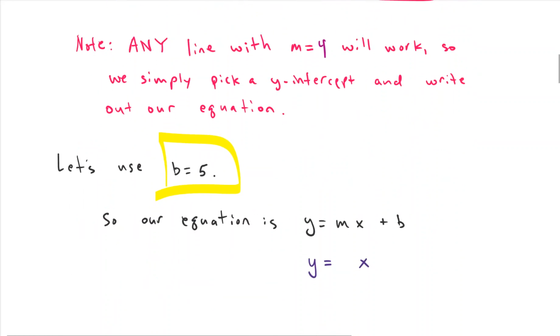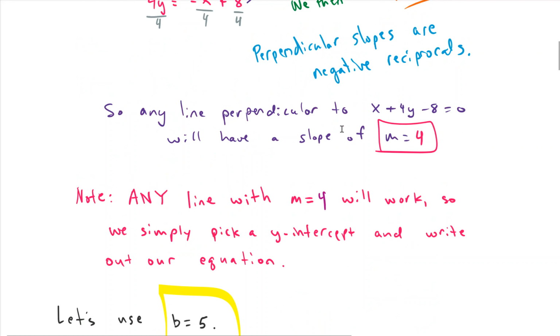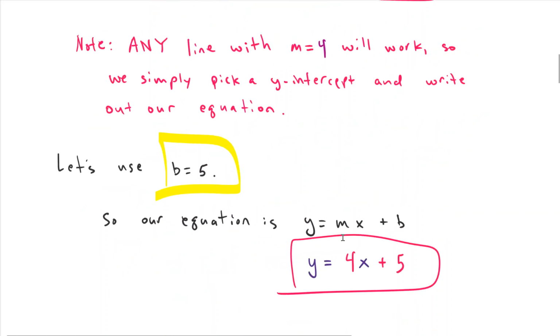If we pick 5 for our intercept, we can write out our equation as y equals, our slope is 4, 4x plus 5. And there's the equation of a line that is perpendicular to x plus 4y minus 8 equals 0 and has a y-intercept of 5, or in other words, passes through the point (0, 5), which is the y-intercept.